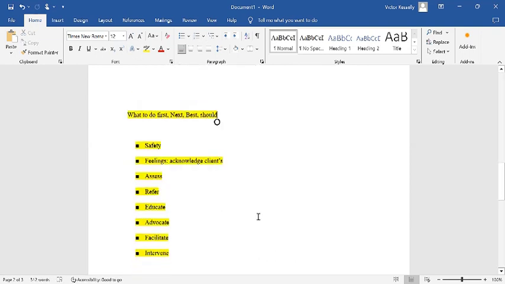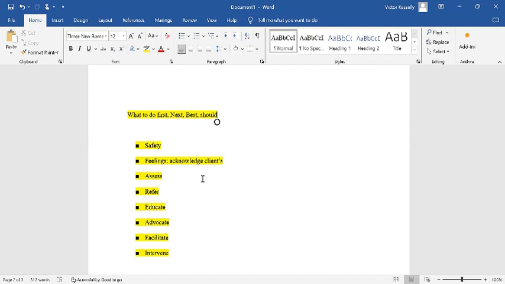Again, remember these: safety, feelings, assess, refer, educate, advocate, facilitate, and intervene. When you're answering a next best step question, you can line up the answer choices in terms of what they're addressing. Are they addressing safety? Are they addressing feelings? Are they addressing assessment? Is there a referral case? Is there a need to educate the client? Is there a need to advocate for the client? Is there a need to facilitate? Is there a need to intervene?